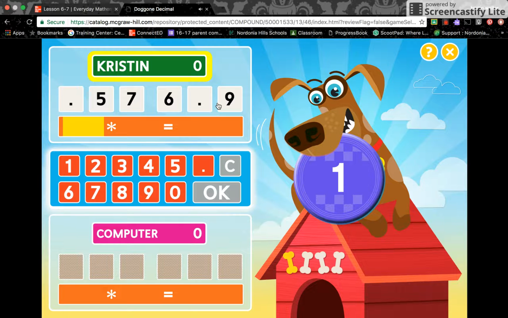So the next thing you need to do is write down this number model on your score sheet and then actually solve it. So remember, when you are solving decimal multiplication problems, you pretend the decimal's not there. You do 57 times 69, and you get 3,933. But then you have to put the decimal back in. Based off our estimate of a half times 7, we said the decimal should go after your ones place.